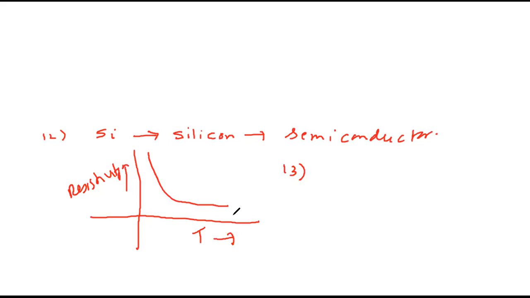Done. 12th also? Yes, sir. Explain the term mobility of charge carrier in a conductor and write its SI unit. Already we did the mobility definition. Write once again so that you will remember. It is the ratio of drift velocity to the electric field. You all please write once again.